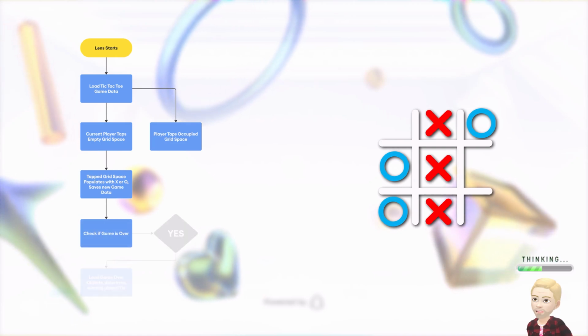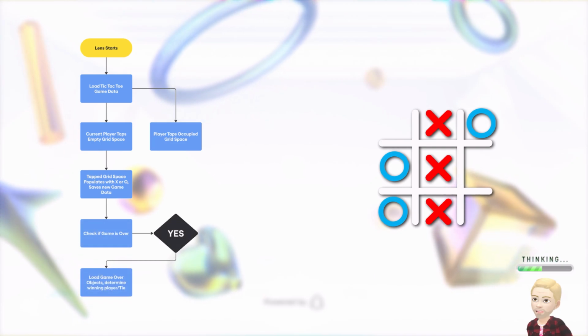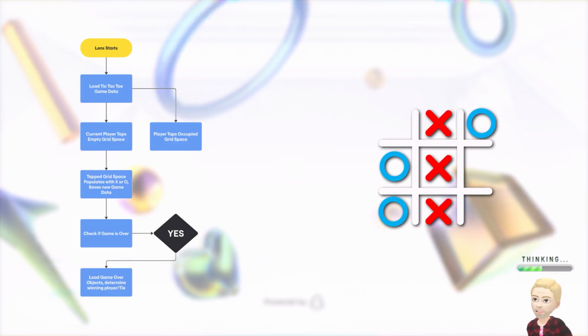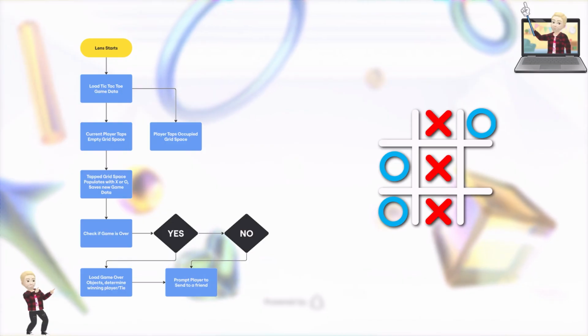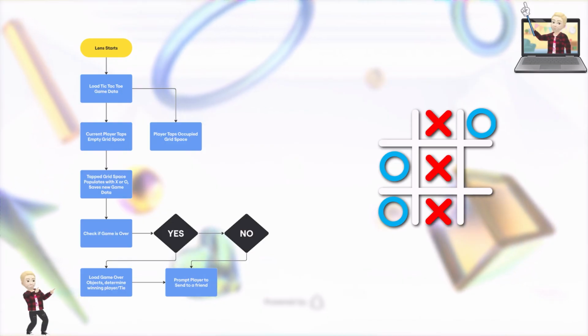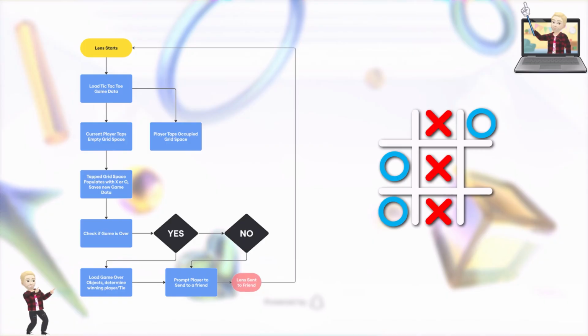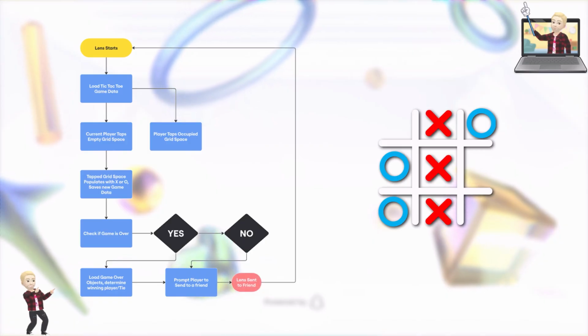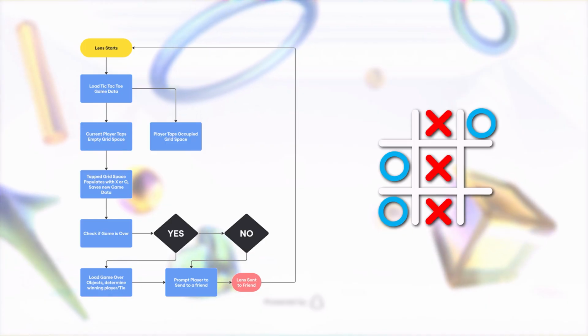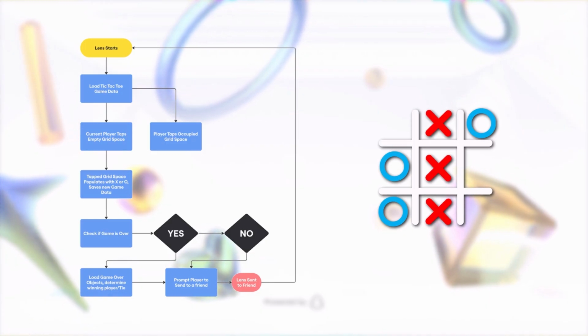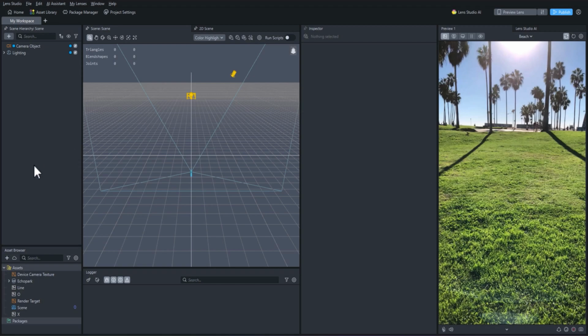After the player has made their move, we will check if the game is over. If it is, we want to load the game over objects and determine which player won, or if there is a tie. Then, we want to prompt the player to send a snap to a friend to continue the game. If the game is not over, we can skip right to this step. Then, once the player sends the lens to a friend, we loop right back to the start of the lens. When you break your game logic up into bite-sized steps like this, it makes the programming much easier and more manageable. So let's dive into Lens Studio and start building out the lens architecture.